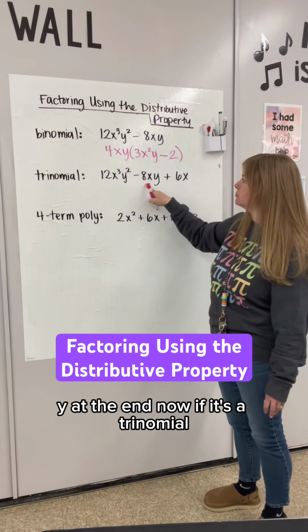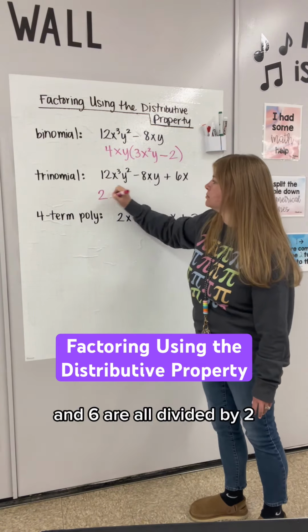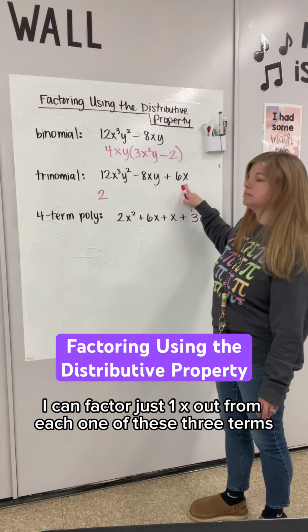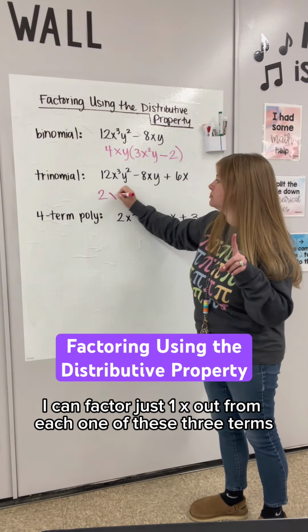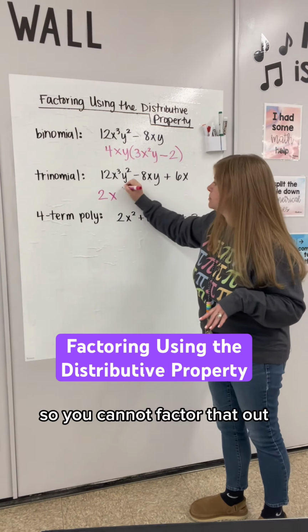Now, if it's a trinomial, it has to be stuff that's in all three terms. So 12, 8, and 6 are all divisible by 2. I can factor just one x out from each one of these three terms, but I notice I don't have a y in all three terms, so you cannot factor that out.